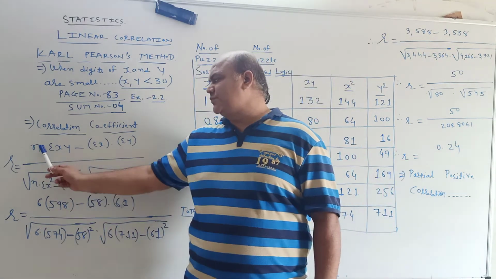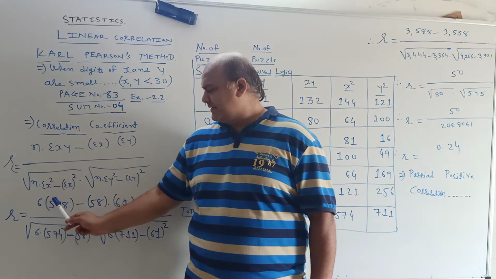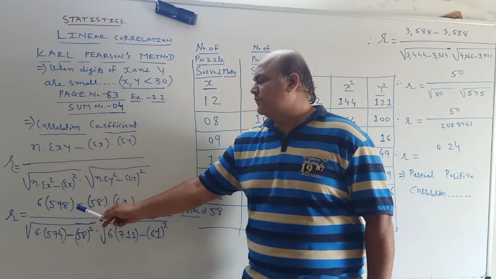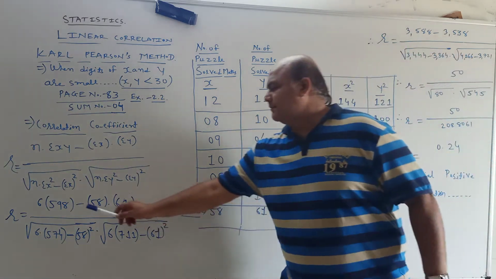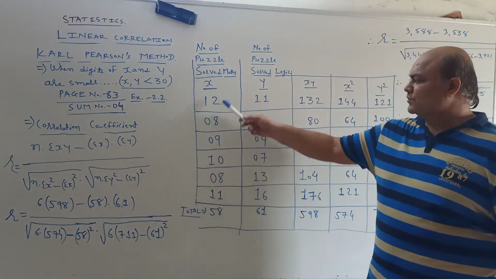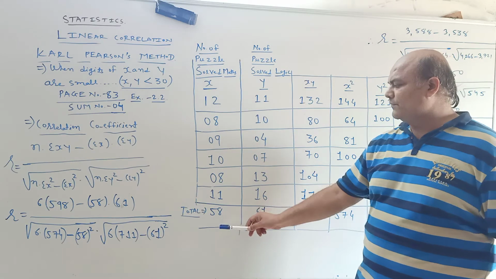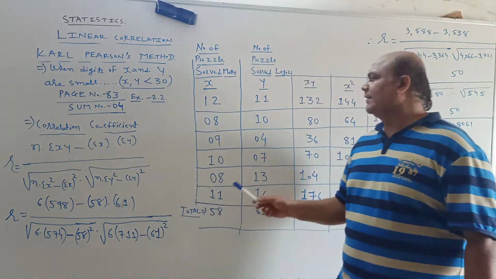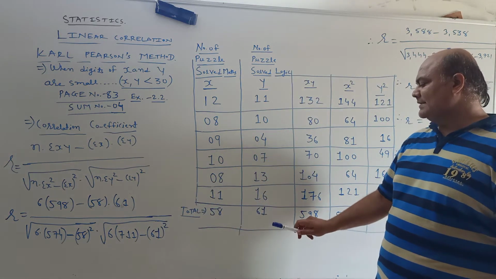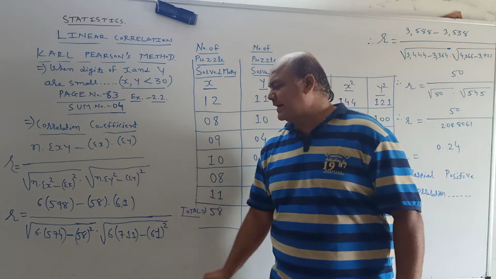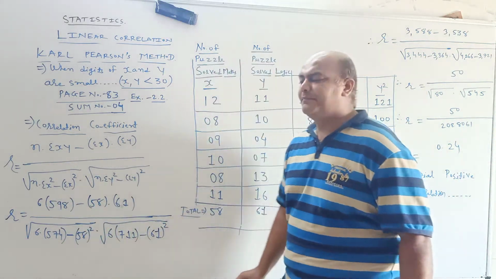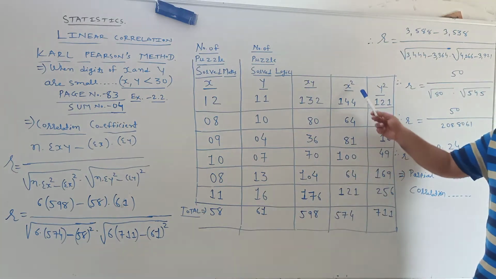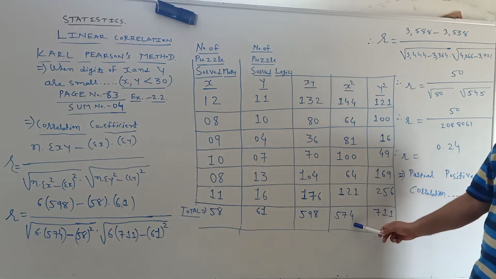So R is equals to, here n is 6. Now sigma xy is 598, the total of the third column, minus sigma x, the total of the column of x, that is 58. Sigma y means the total of the column of y, that is 61. So here I write 61 upon n, which is 6. Sigma x square means the total of the column of x square, that is 574.